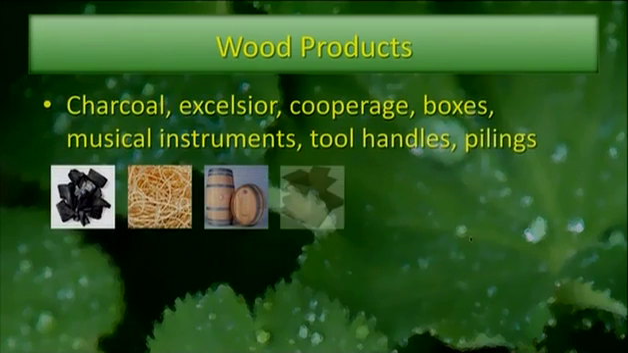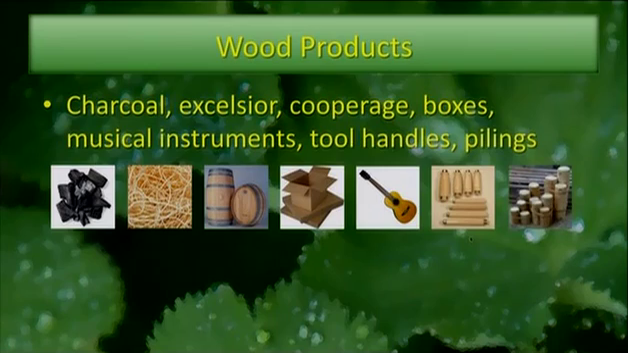Now other wood products include charcoal, excelsior, you know, that stuff you find in your Easter basket, cooperage, which includes kegs, casks, and barrels, okay, boxes and crates, musical instruments, tool handles, pilings, also cellophane and Christmas trees. In fact, the uses of wood are so diverse, it's really hard to be able to enumerate all of them.